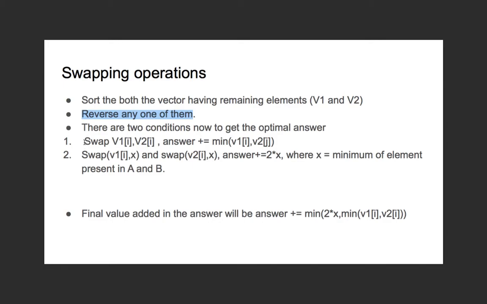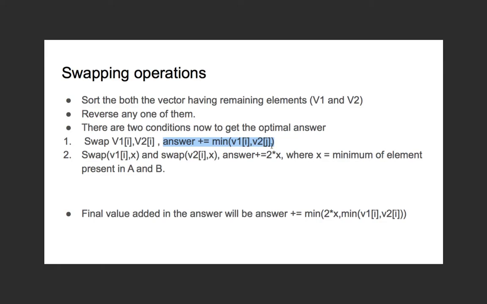So the cost it will be taking is swap v1, v2, I. Since v2 is reversed, that is why we are taking I, otherwise we would have taken size minus I minus 1. So one operation will be v1 of I, v2 of I. The cost is the minimum of v1 of I, v2 of I.